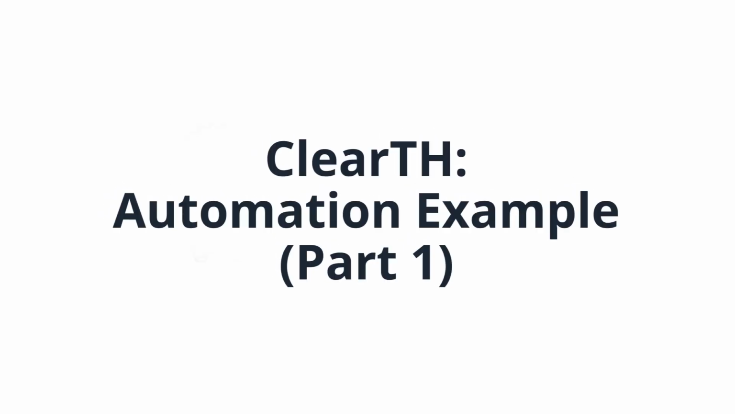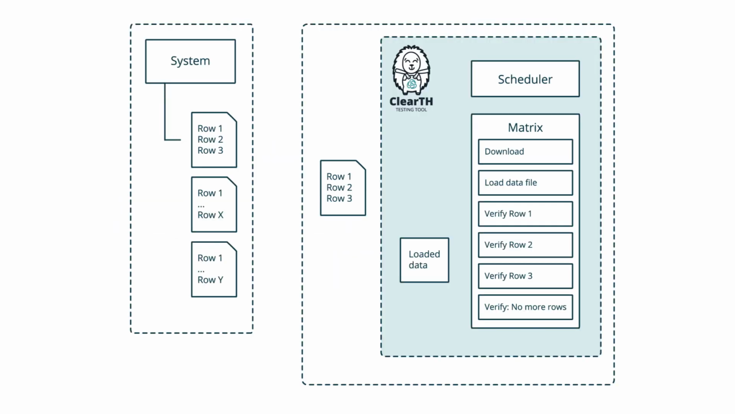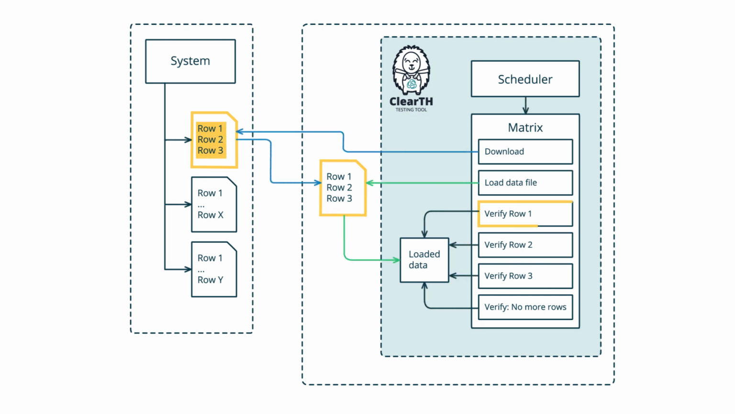In this video, you will learn how to write an automation script for your project. Let's consider the following scenario. The system under test generates a report that needs to be verified. The report is a CSV file expected to contain 3 rows. You need to download it from a remote box and then verify it row by row. At the end, you need to check that the report contains no rows other than the expected ones.